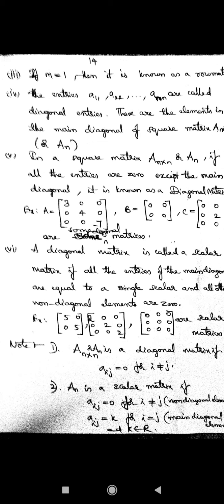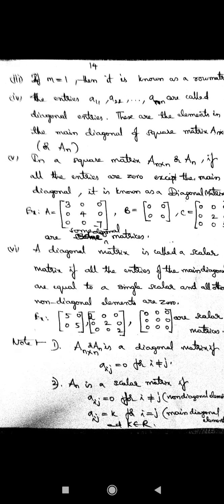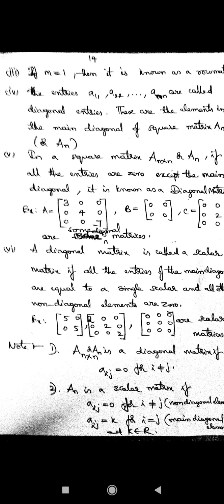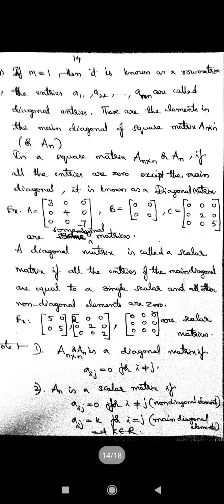Then the next type of matrix concerns the entries. We are just talking about what the principal diagonal elements, or main diagonal elements, are here. Those diagonal elements are a11, a22, so on, ann, and these are called the diagonal entries of the matrix A.